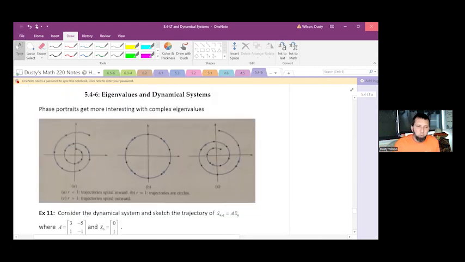Phase portraits get more interesting when we have complex eigenvalues. These would be eigenvalues that have a non-real part. So we could have our complex eigenvalue lambda equal to a plus bi. And then r would be the square root of a squared plus b squared, so it's the modulus or the magnitude of that complex eigenvalue. If that modulus r is less than one, so if it's a small complex eigenvalue, then you'll notice that we could spiral our way in. So we're spiraling in towards the origin.